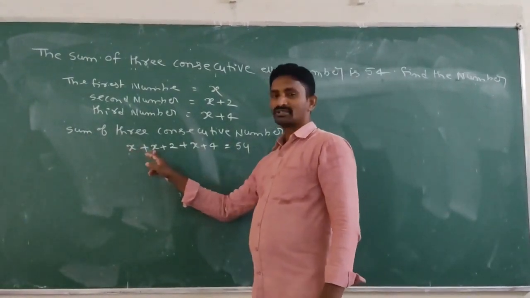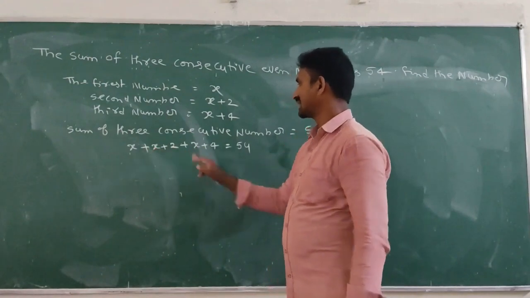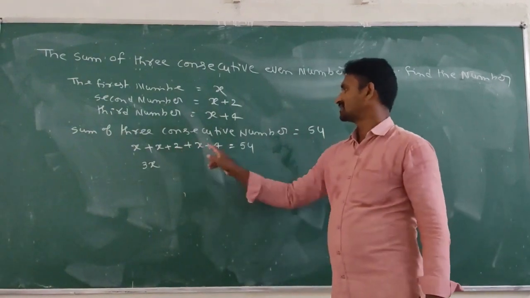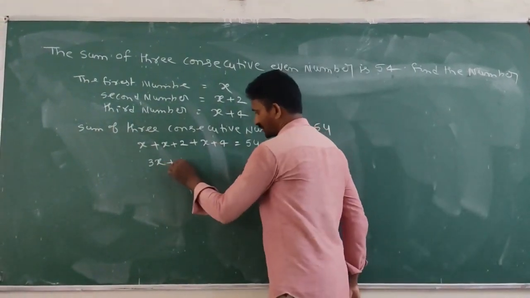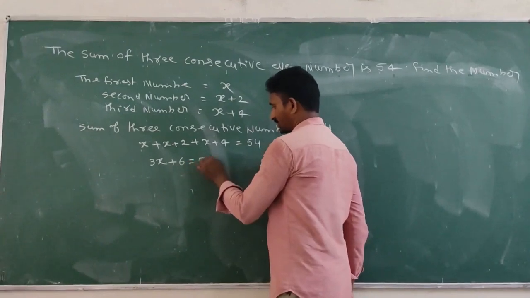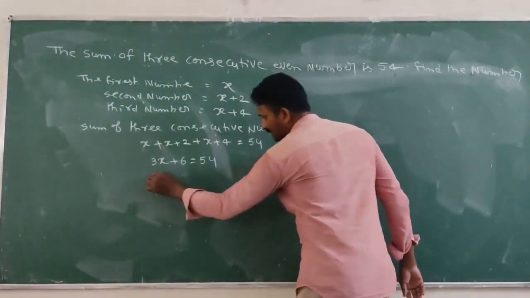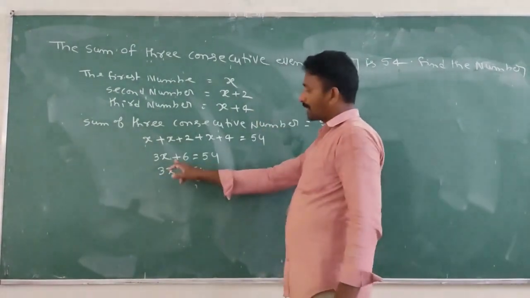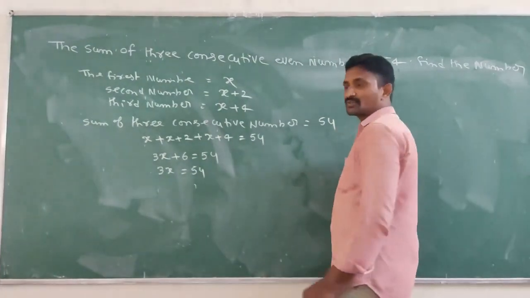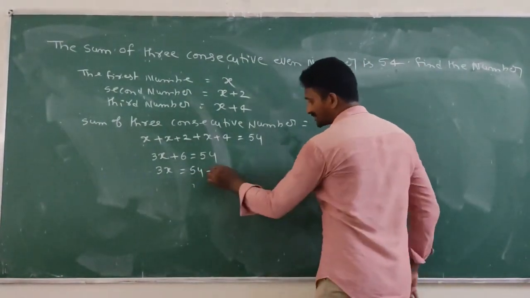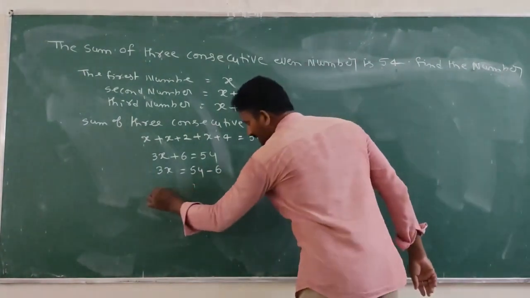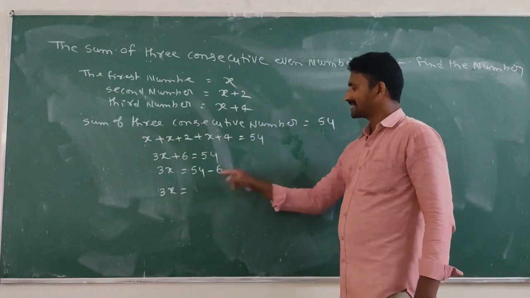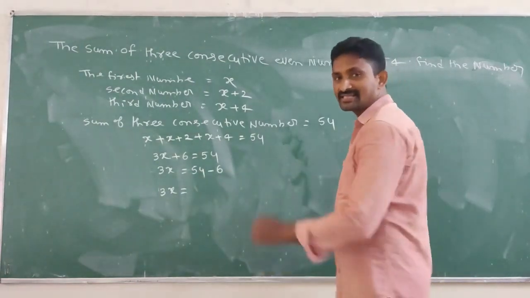x plus x is 2x, 2x plus x is 3x, 2 plus 4 is 6, equal to 54. So 3x plus 6 equal to 54. Transposing the 6 becomes minus 6. 3x equal to 54 minus 6, and 54 minus 6 is 48.